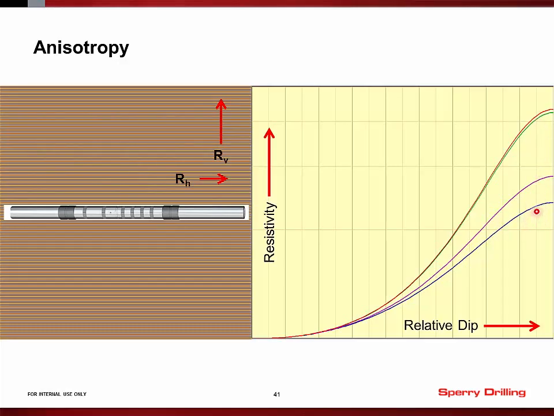So on a log where you see that kind of separation, with the two shallower spacings reading low relative to the other two, that very often is a signature of an anisotropic formation, which is a warning perhaps that the tool response is not reading a true measure of the formation resistivity.